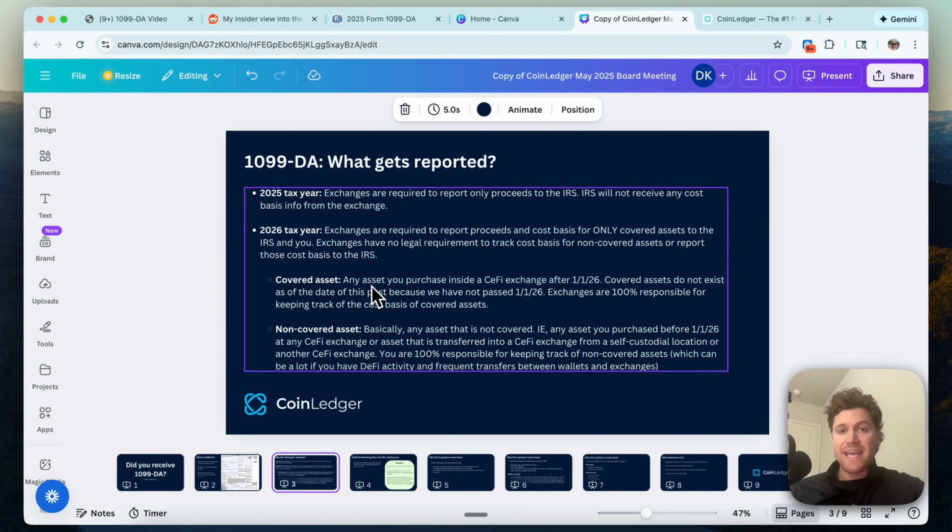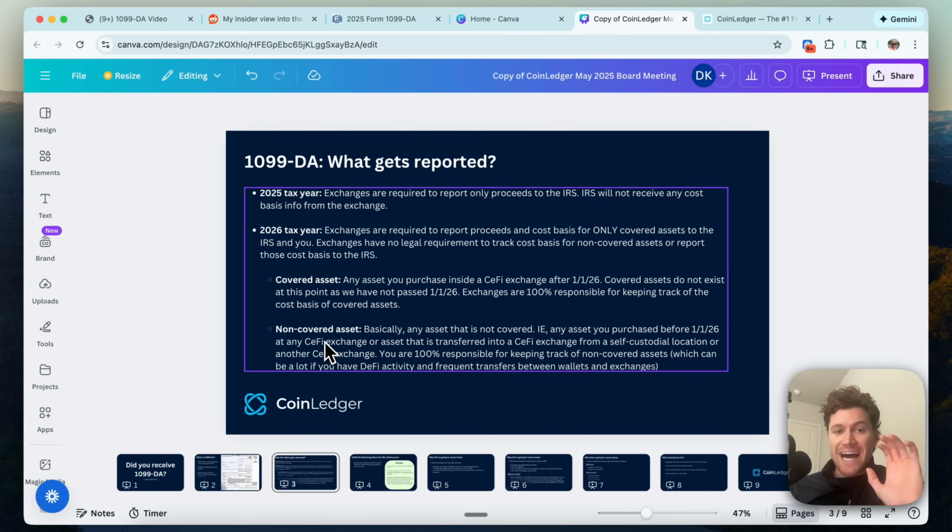A covered asset is any asset you purchase inside the CeFi centralized exchange after January 1st, 2026. Covered assets do not exist at this point as we've not passed January 1st, 2026. After this date, exchanges are 100% responsible for keeping track of cost basis of covered assets. Non-covered assets are basically any assets that are not covered. For example, any asset you purchase before January 1st, 2026 at any CeFi exchange, or an asset that is transferred into a CeFi exchange from a self-custody wallet or a different exchange. And you are 100% responsible for keeping track of non-covered assets.